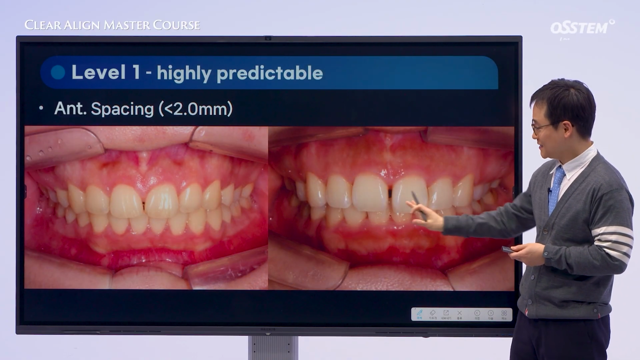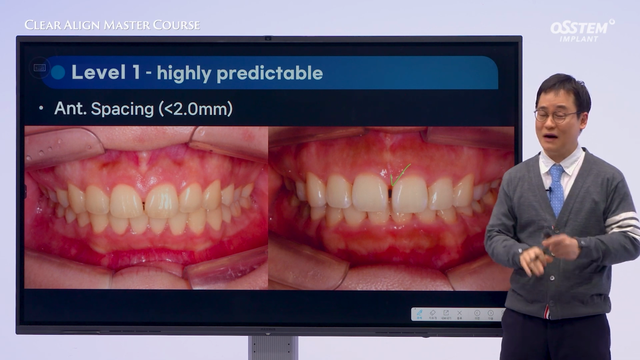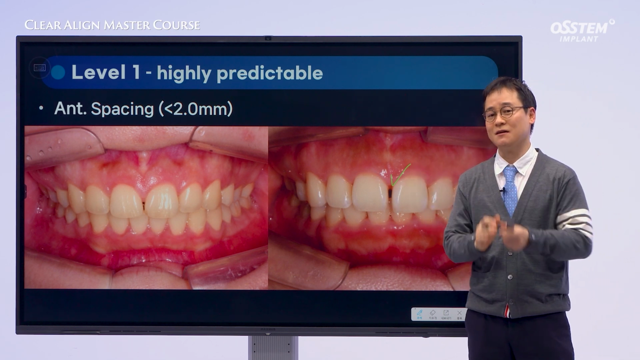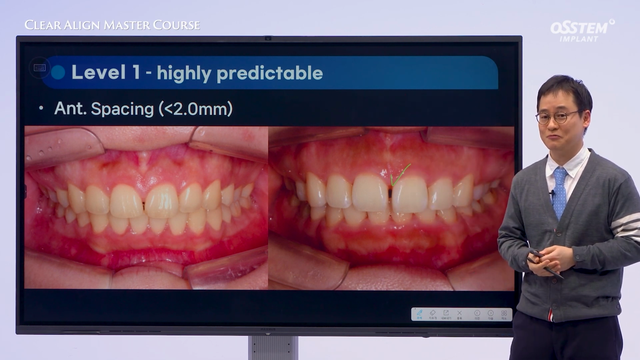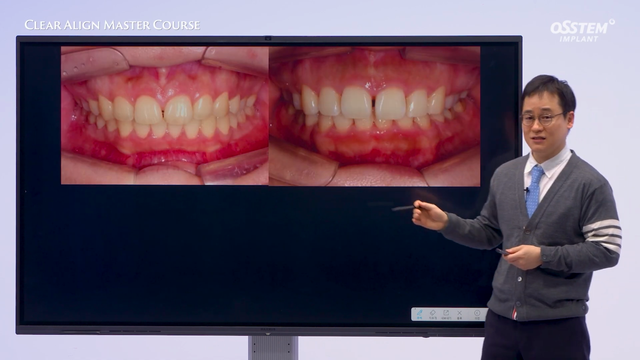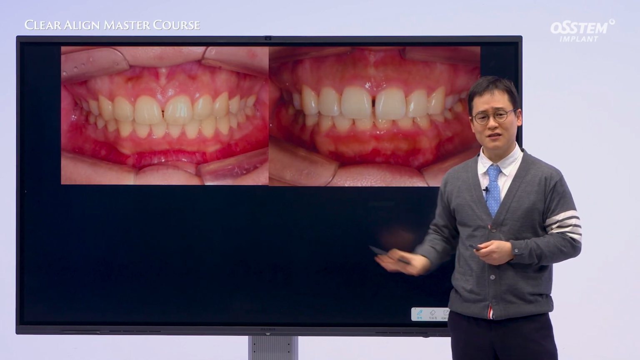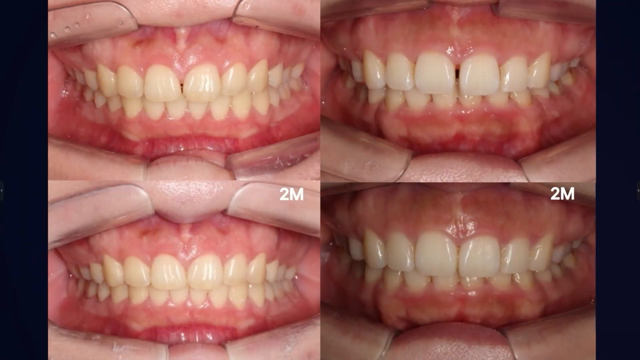Another example is mild spacing. It should be mild. Cases with large diastemas tend to be more challenging, but when the spacing is minimal, treatment is relatively easy. Now, with these spacing cases, you'll often find that any clear aligner system can resolve them in a short time. But there are 2 important things you need to be cautious about.